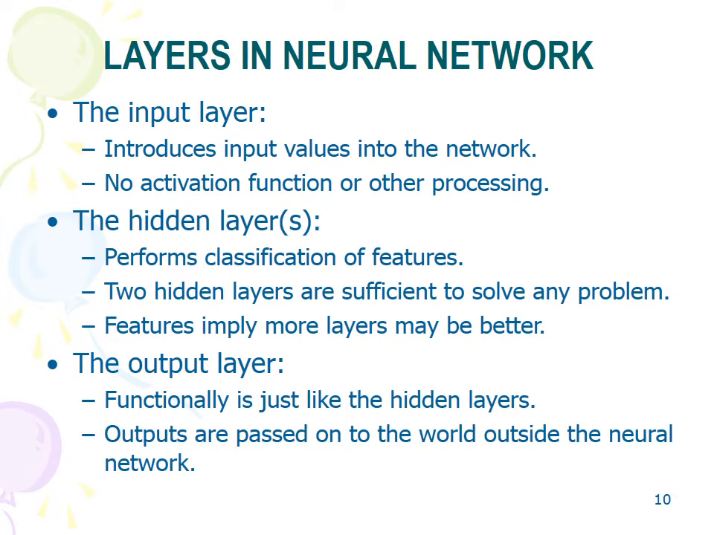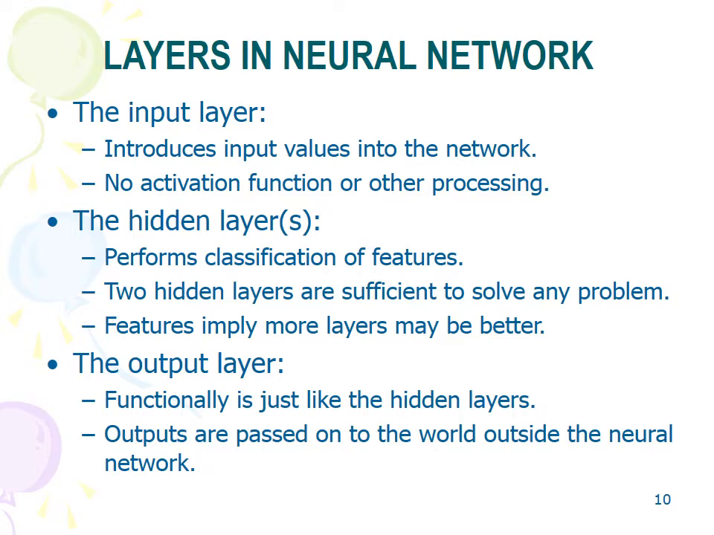There are 3 layers in the network: the input layer, the hidden layer, and the output layer. The input layer introduces the input values into the network, and there is no activation function because it is an input. Without input we can't do the function, right? So there is no activation function or other processing in the input layer.